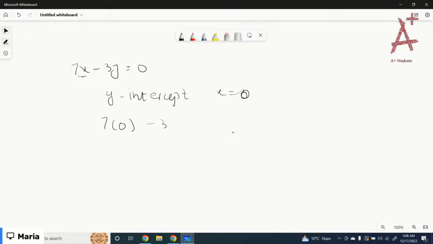7 times 0 minus 3y equals 0. So 7 times 0 is 0. Got it? That means negative 3y equals 0. Divide both sides with negative 3. It would be y equals 0.